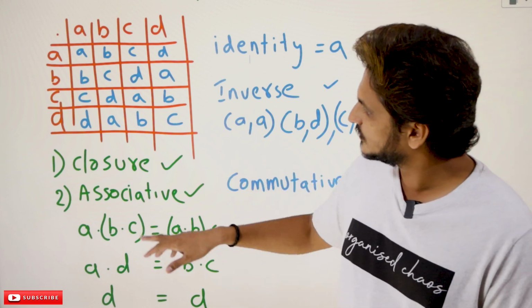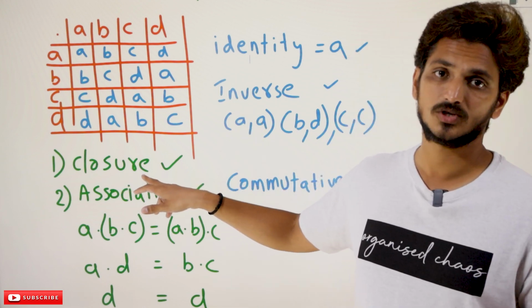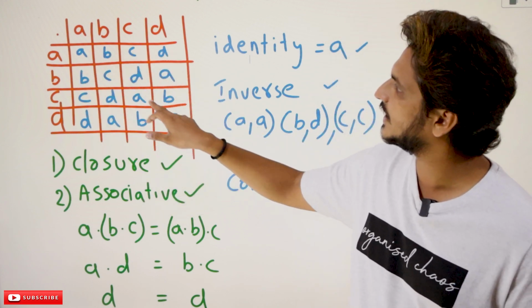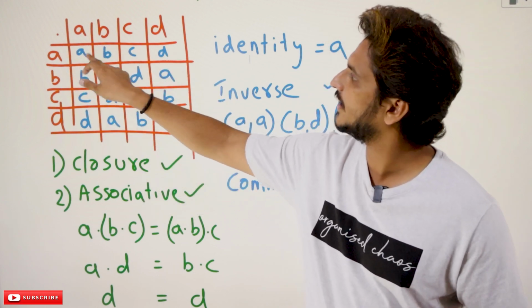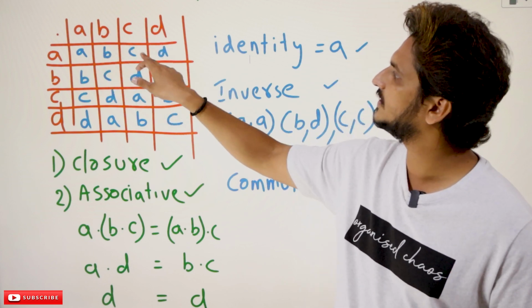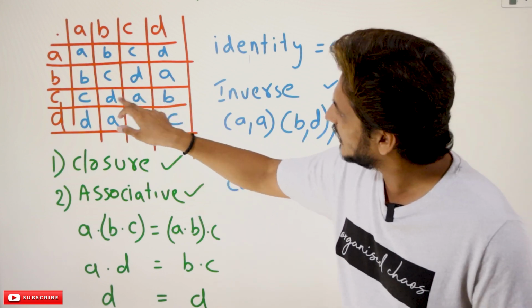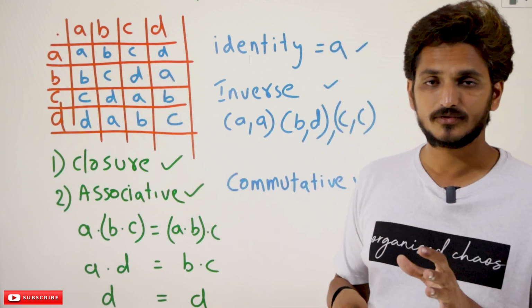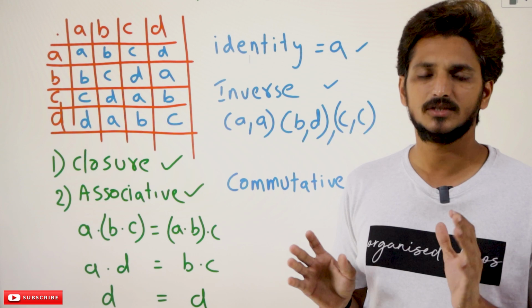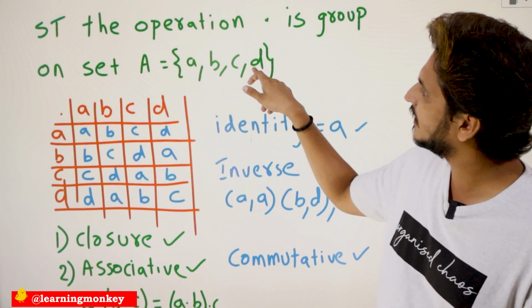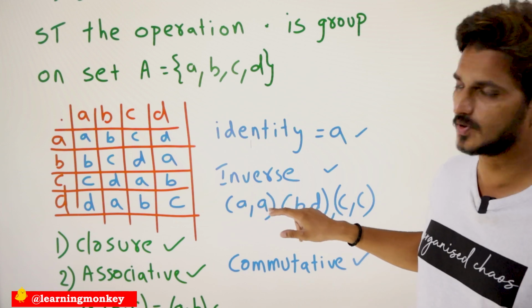So now check this. Is it satisfying the closure property? Yes, it is satisfying the closure property. All the elements that belong to the operation table, A dot A, A dot B, A dot C, A dot D, whatever elements are present here, they are all from A, B, C, D. Means the elements present in the set A. So it is satisfying the closure property.